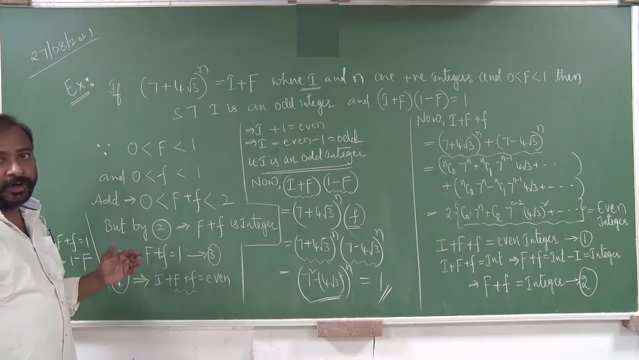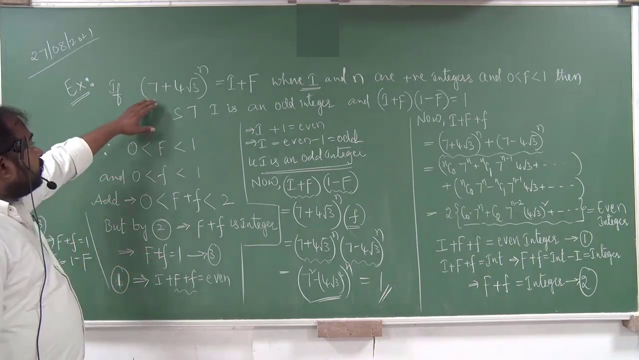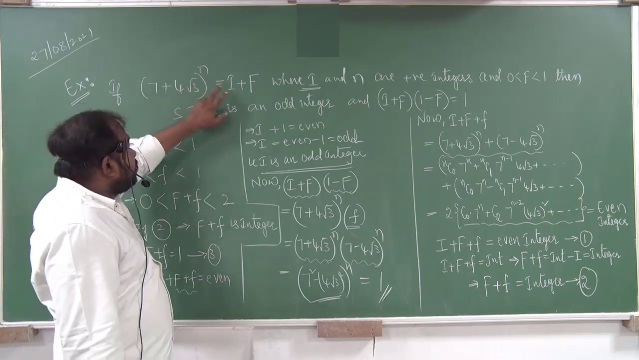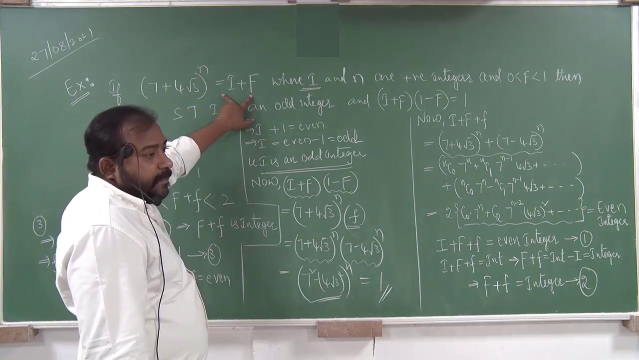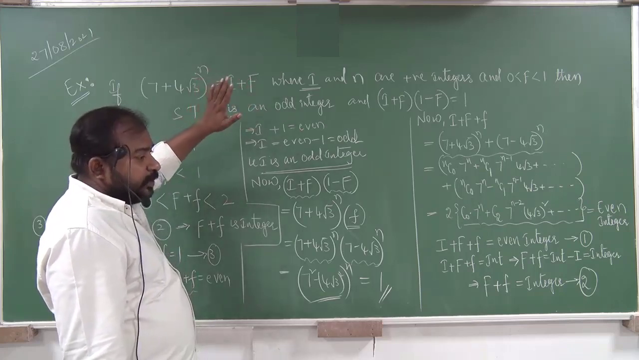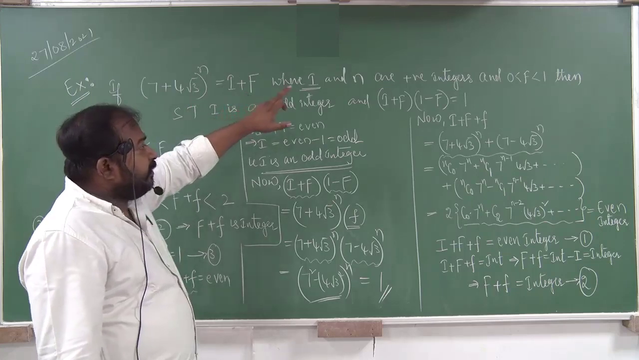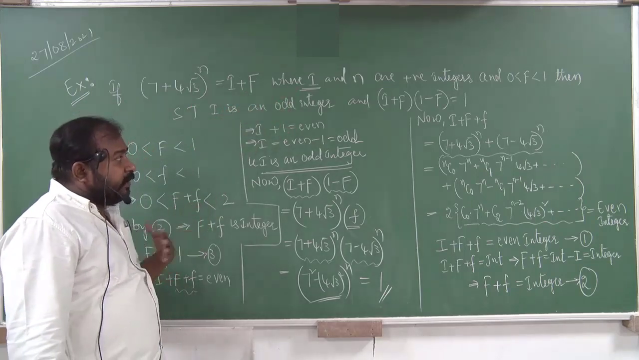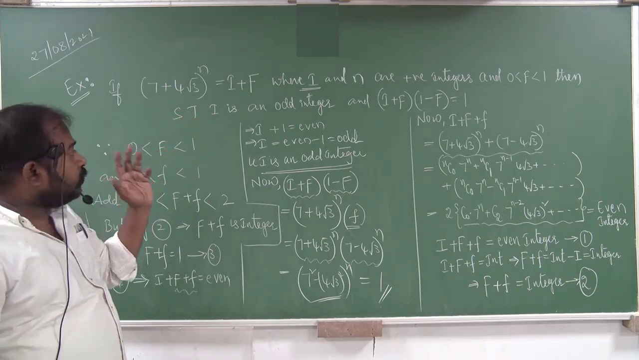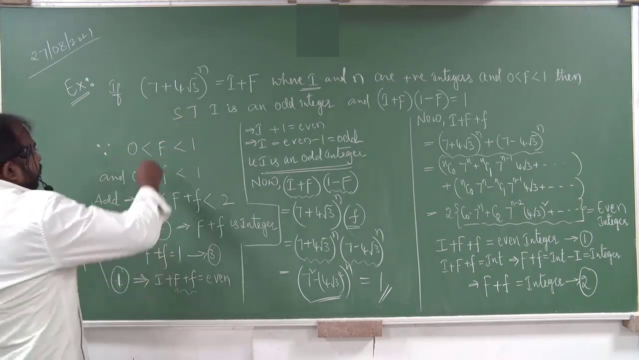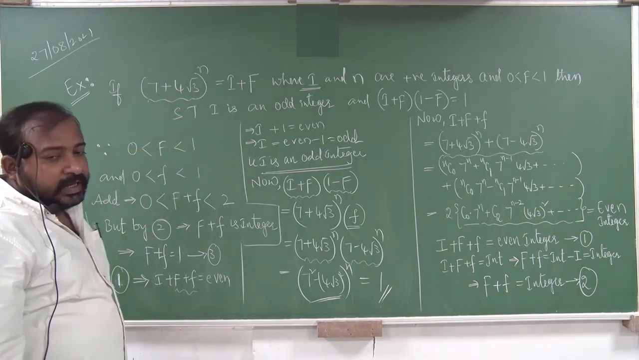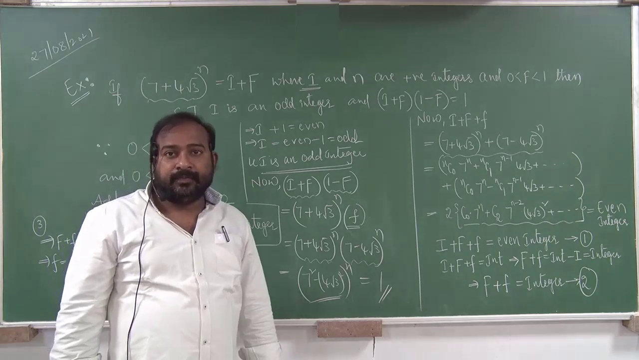From the subjective point of view, this is important. First of all, they give (7 + 4√3)^n is equal to I + F. Already they have given that I is an integral value, n is also a positive integral value, and capital F lies between 0 and 1. Our aim is to show that I is an odd integer. In order to prove that I is an odd integer, first of all, here they gave 7 plus 4√3. I estimate the value of 7 minus 4√3.